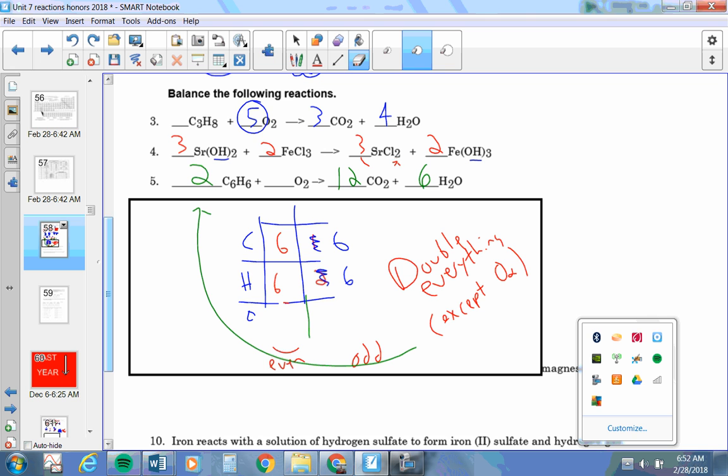On this side, I still have 2. On this side, I now have 2 times 2 is 4, plus 6. I have 10. Now they're both even. So when I go back up to here, what can I write there that'll balance it? A 5. That'll change that to 10. That is now balanced.